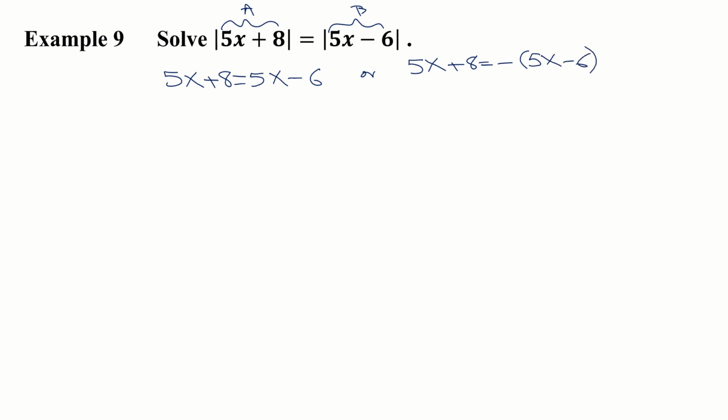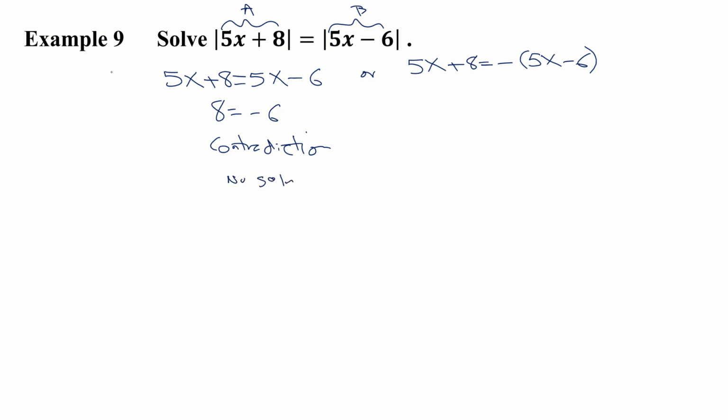So it's a very simple matter to solve these, right? So in the first scenario, when I try to solve this equation, notice what happens. The 5x's cancel out. I end up with 8 equals negative 6. This is a contradiction, right? So no solution from here.